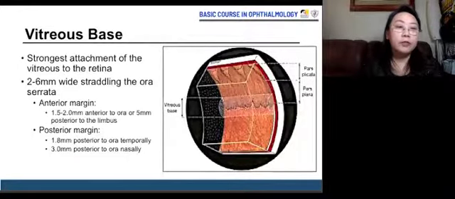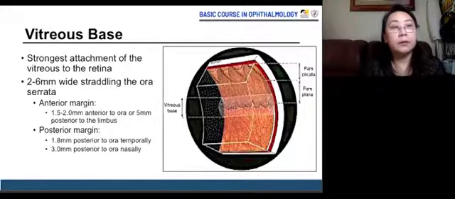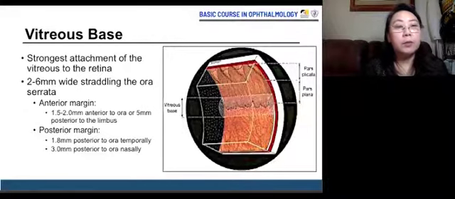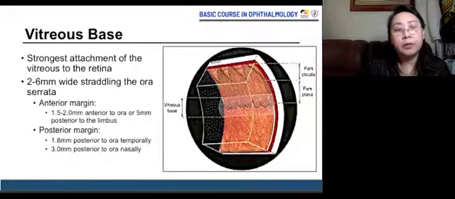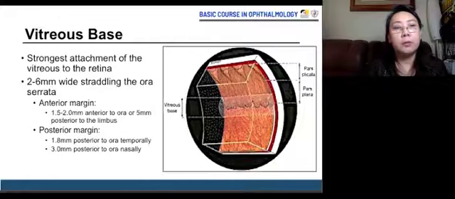The vitreous is firmly adherent to the retina at the vitreous base. It is approximately 2 to 6 millimeters wide, straddling the ora serrata. The anterior margin is 1.5 to 2 millimeters anterior to the ora, or 5 millimeters posterior to the limbus, and its posterior margin is 1.8 millimeters posterior to the ora temporally and 3 millimeters posterior to the ora nasally.